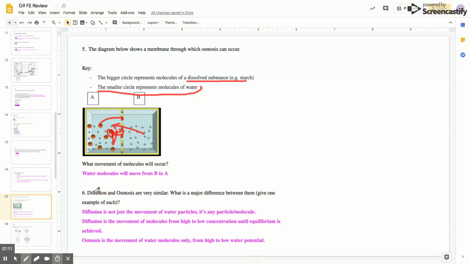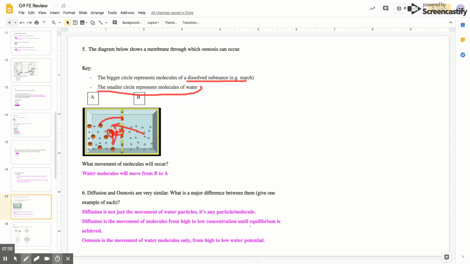Question 6. Diffusion and osmosis are very similar. What is a major difference between both of them? And give an example of each. So diffusion is not just the movement of water molecules, it's the movement of anything, of any molecule. Diffusion is the movement of molecules from a high to a low concentration until equilibrium is achieved.